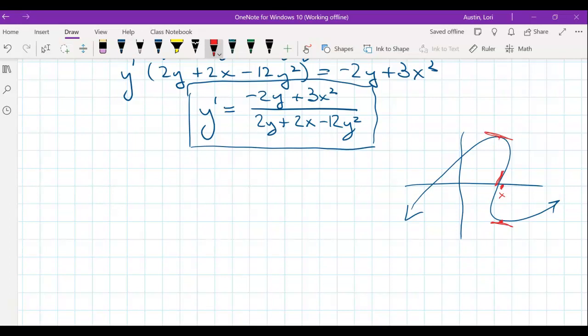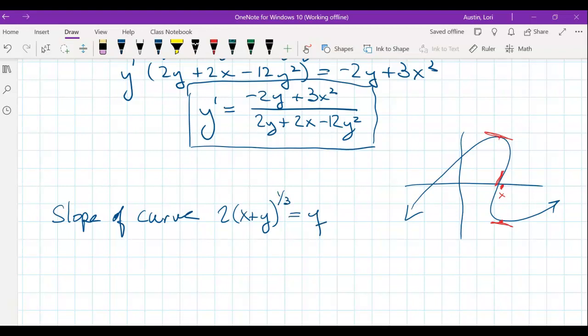All right, so let's do one problem where we do take it all the way through. So let's find the slope of a curve. So notice they're not called a function anymore. And the curve I'm going to do is 2x plus y to the 1/3 equals y. You have to be given the point you want to find that slope at. So we're going to use 4, 4.